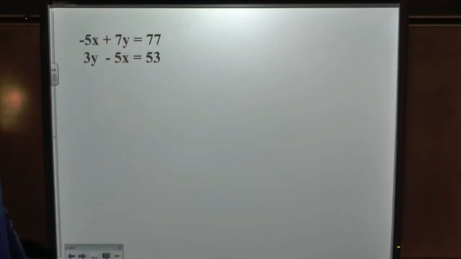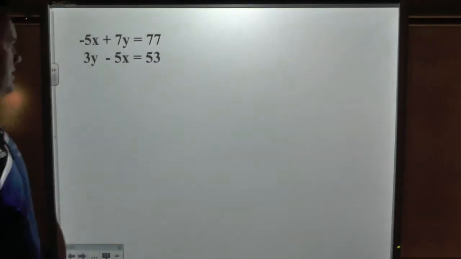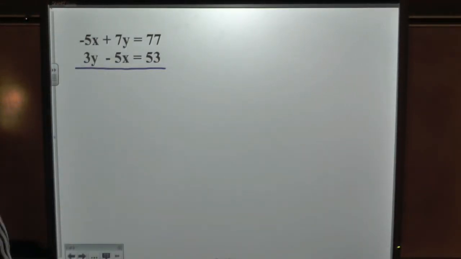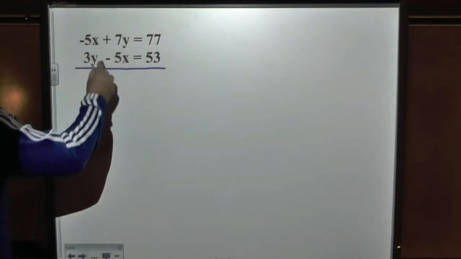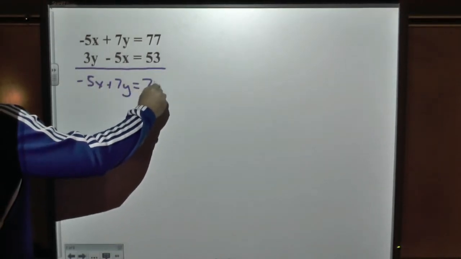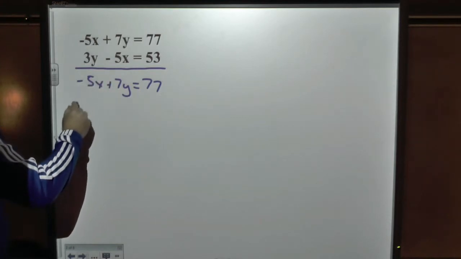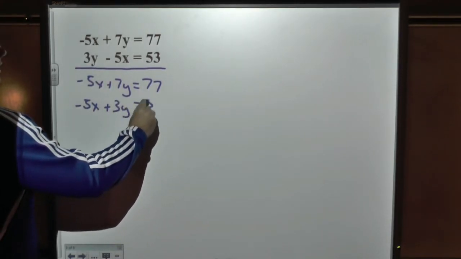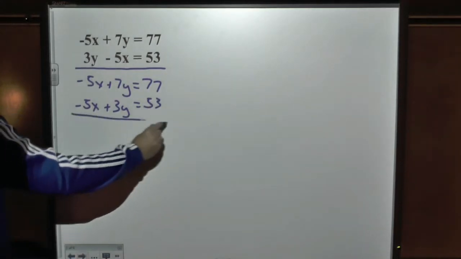Next one. As you look at this, the same basic idea. Are these in standard form? They are not. So that is the first step: we must put these in standard form. The first equation is, so great. The second equation, though, we need the -5x to come first, then the 3y equals 53. So now we can start.